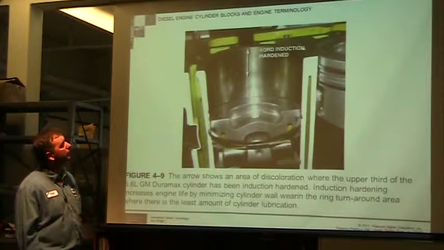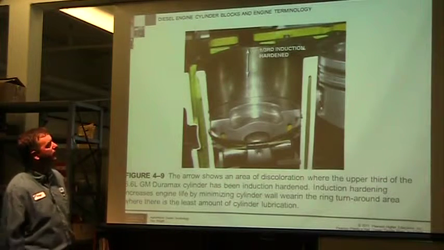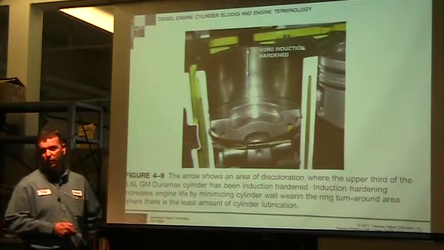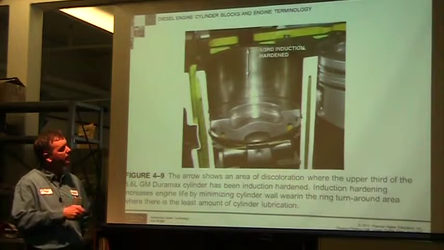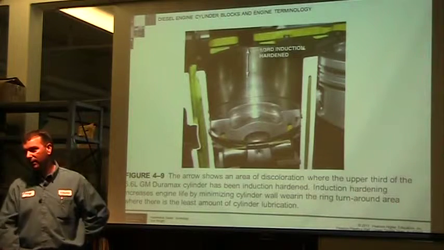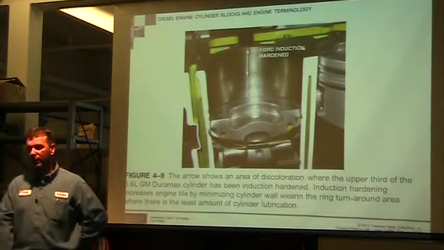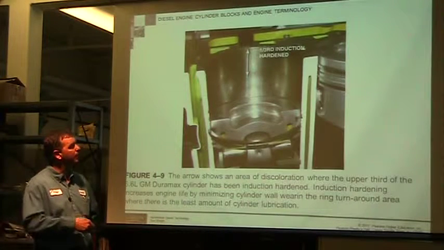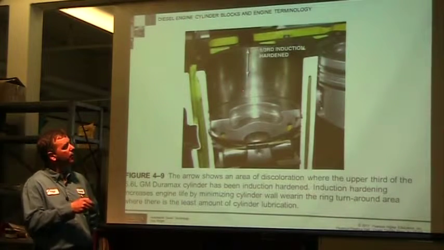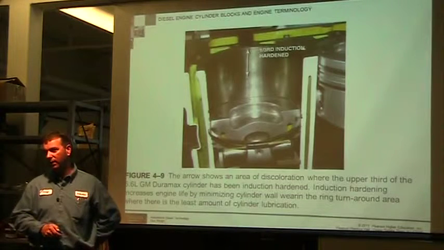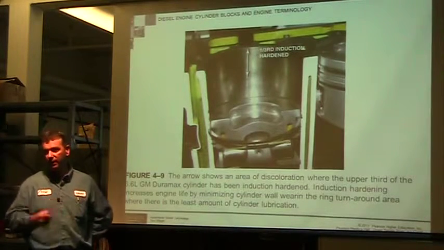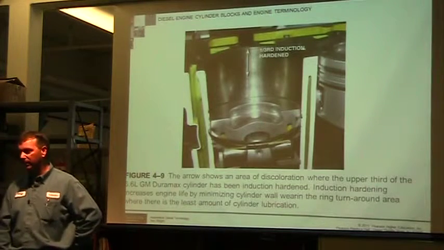This one here, this Duramax engine, they inductive harden just the top because most wear is done at the top of the cylinder. The bottom of the cylinder doesn't even have any wear at all. Nothing's even touching the bottom. So why put all that extra energy and electricity into the bottom? So they just inductive harden the very top where it's the most critical. Lowest amount of oil, and all the heat and temperature and wear takes place up there.